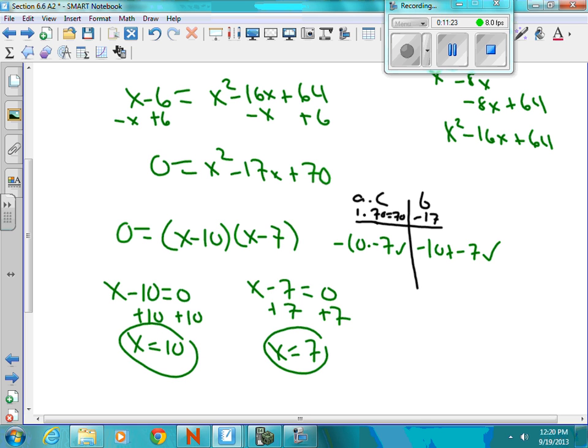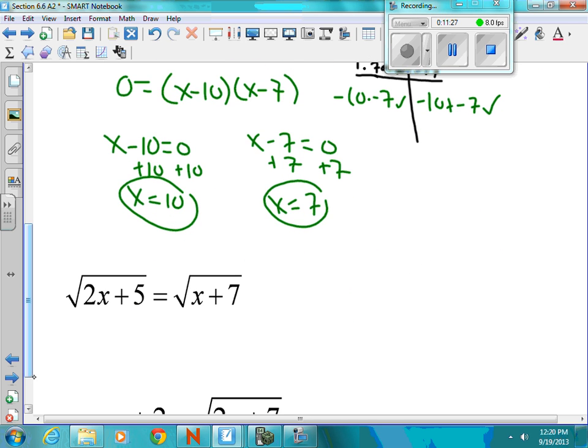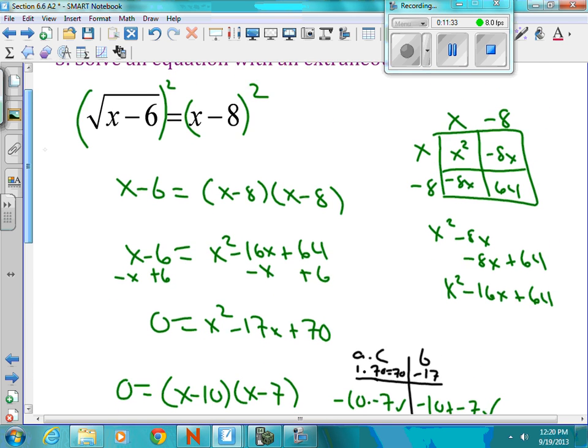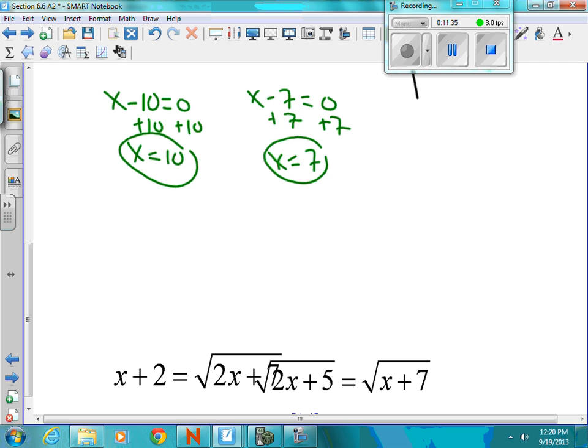So now we have to check and see, are either of these solutions extraneous? Are there any solutions that won't work? Well, we have to plug them back into the original equation. So let's plug 10 into our original equation. We get the square root of 10 minus 6. This is our checking work.